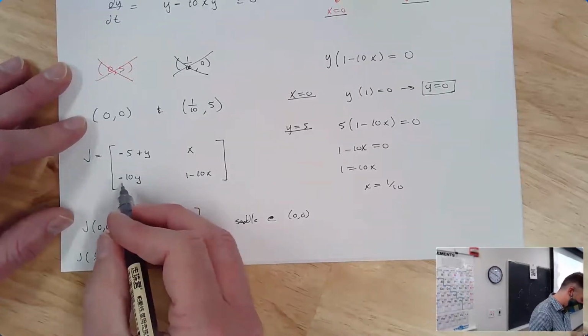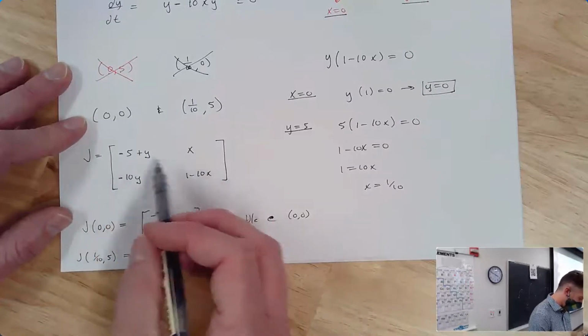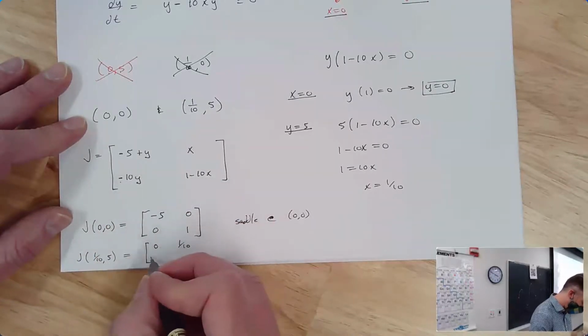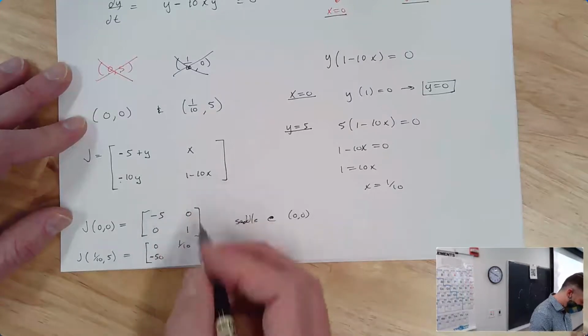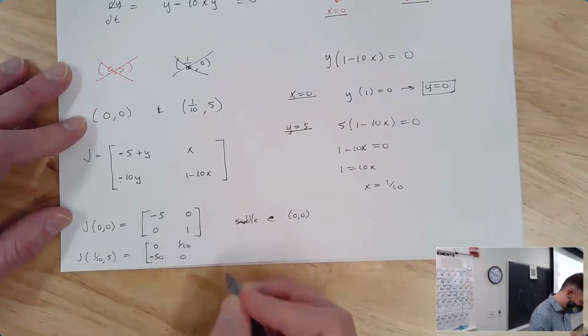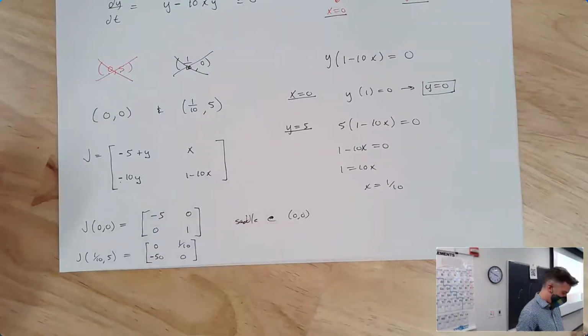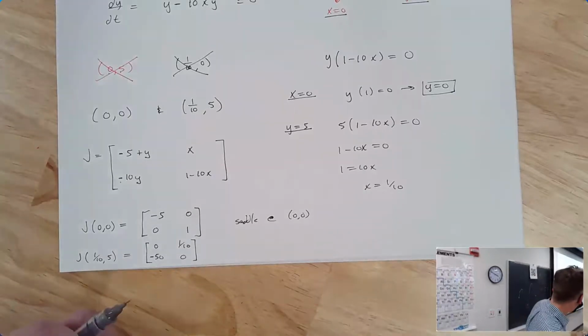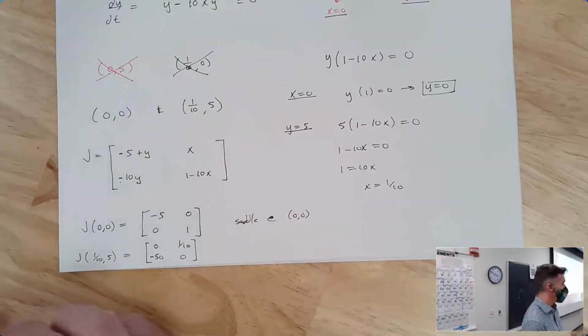Let's see. I feel like I'm doing the math all wrong here. -10 times 5 is -50. 1 minus 1/10 times 10 is 0. Okay, and it doesn't look like it. Well, the trace is 0. What's even the trace is 0?